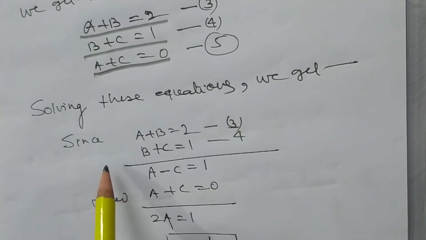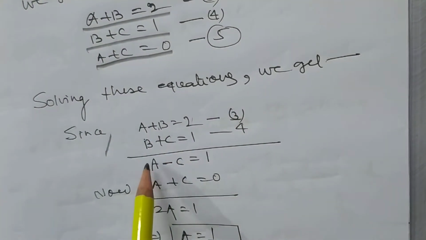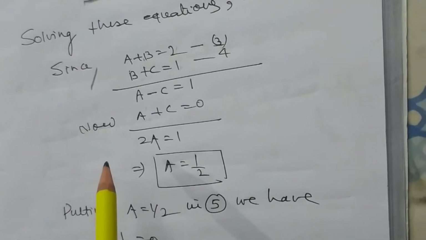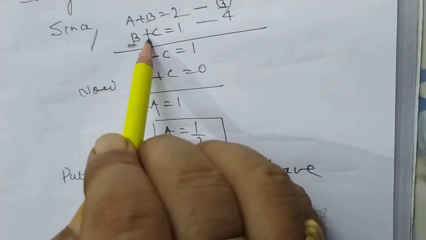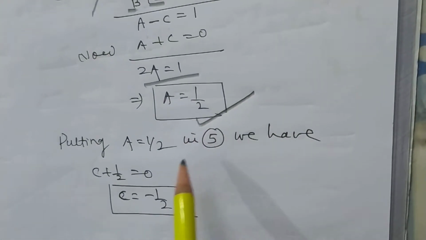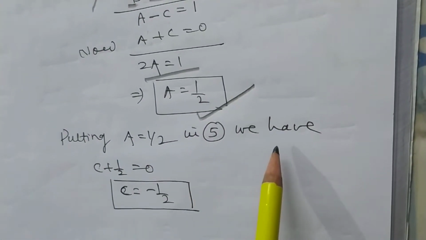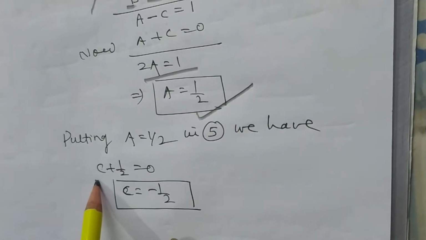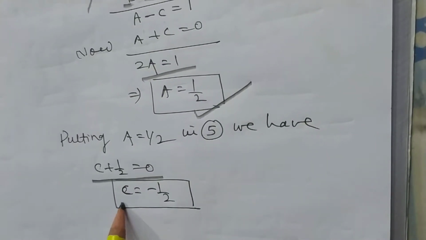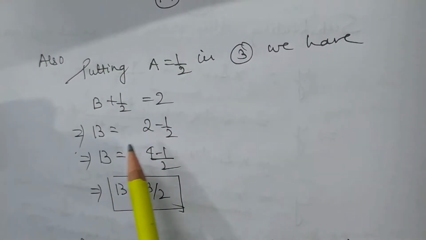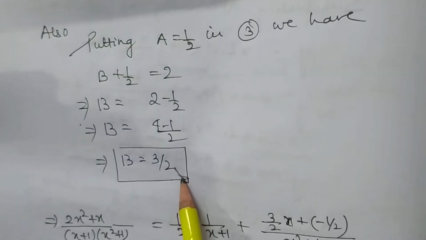Solving these equations, since A + B = 2 and B + C = 1, subtracting we get A − C = 1. And A + C = 0. Adding, 2A = 1, so A = 1/2. Putting A = 1/2 in equation 5, we have C + 1/2 = 0, so C = −1/2. Now putting A = 1/2 in equation 3, we have B + 1/2 = 2, so B = 2 − 1/2. So B = 3/2.